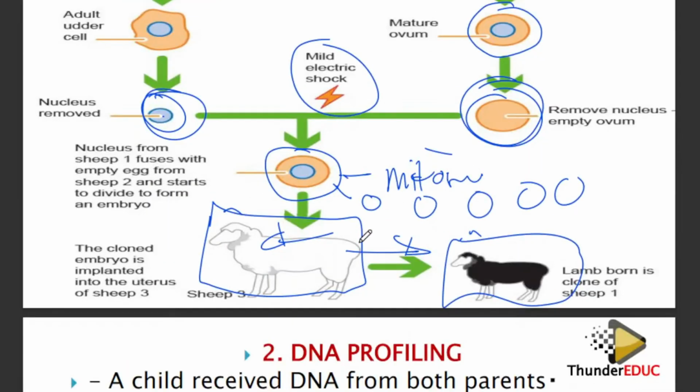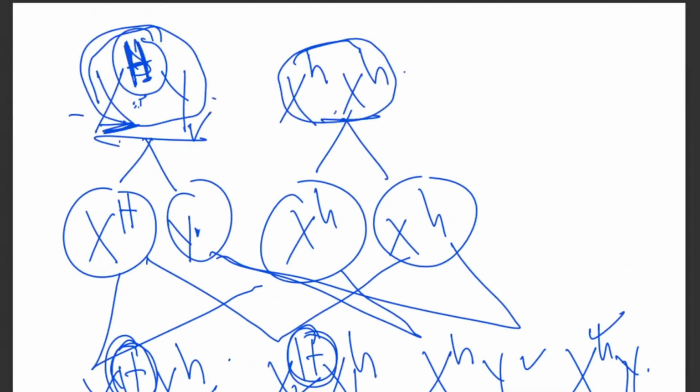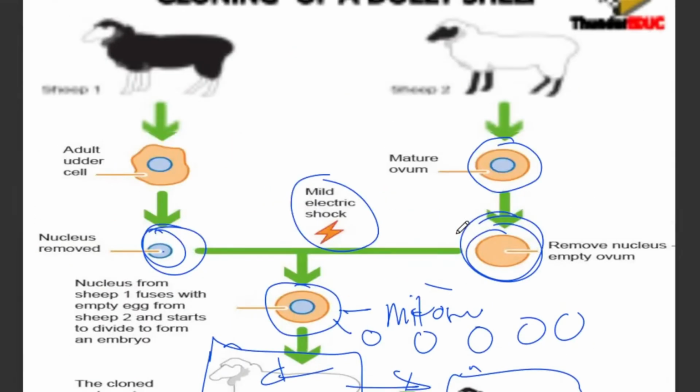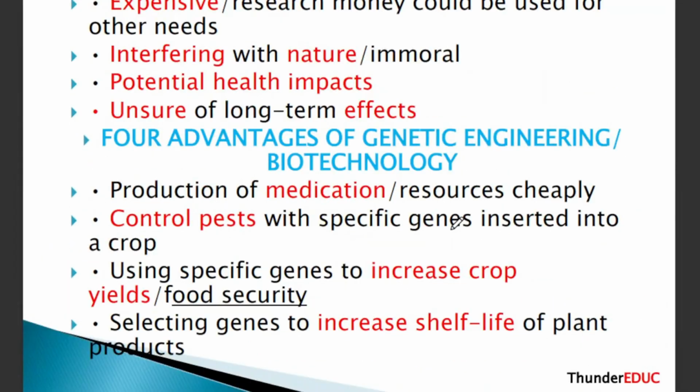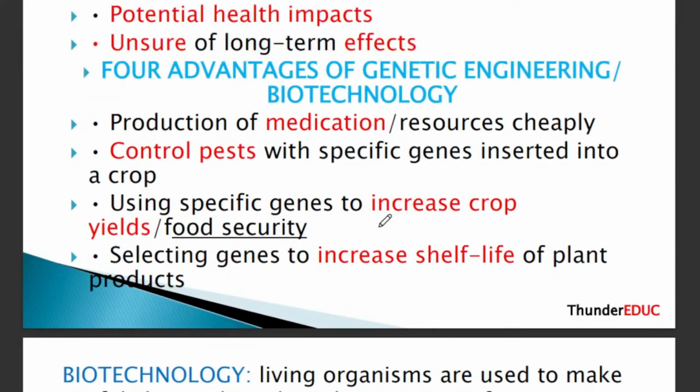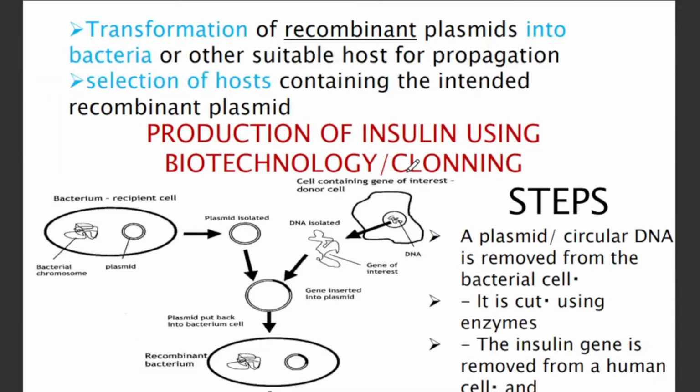Hey guys, I'm sorry. We go to the next question. Name 3 benefits of cloning. Basically, we can use cloning to get medicine, like this. They are looking for this: to get medicine, medication. Basically this is what I wanted to say: the cloning of insulin.